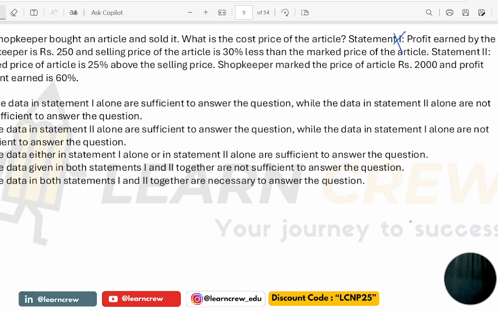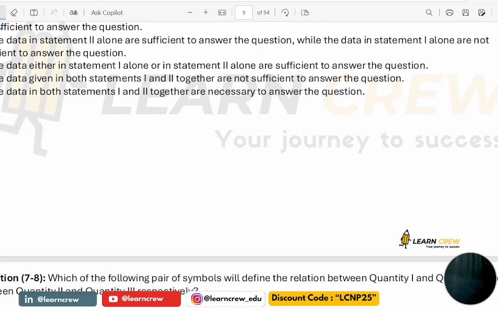What about 2? Market price of the article is 20% above selling price. The shopkeeper marked the price, so market price is given, profit percentage is given, so you can find the selling price. Thereby the cost price of the article can be found out. Only 2 is sufficient. You can check if you want to.